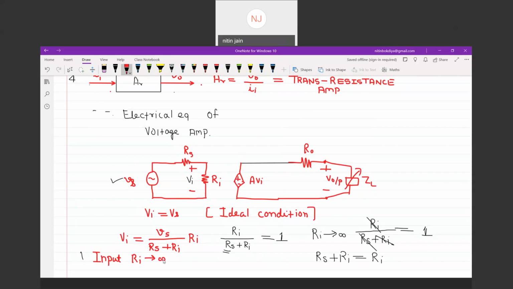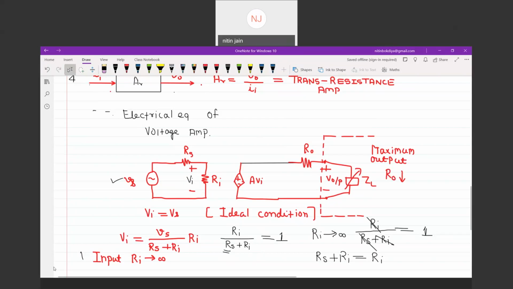Now, what is output resistance? We want the maximum output across the load. So what I can say is, we want maximum output across the load. And to get maximum output across the load, the value of RO must be as low as possible.